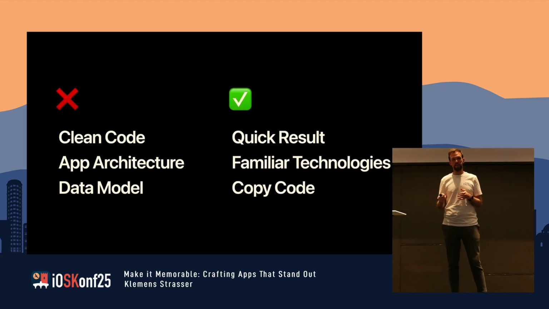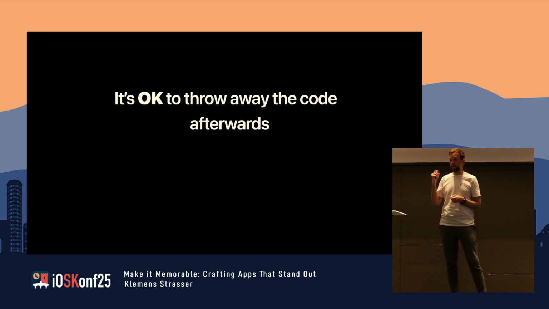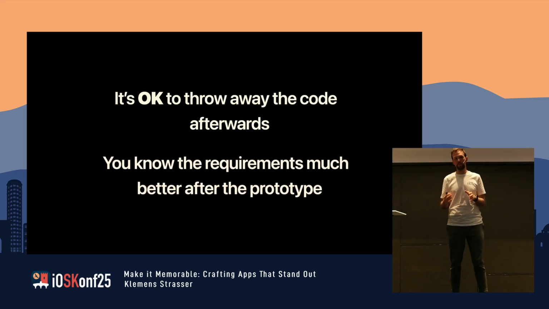I use familiar technologies. I copy code from other projects. If I use a technology that I'm not familiar with, then I just look up some sample project and copy code from there, or you could just use AI or some other tool to help you get to a prototype very, very quickly. And it's okay to throw away the code afterwards, because after you have built your initial prototype, you know the requirements of your whole project much, much better.